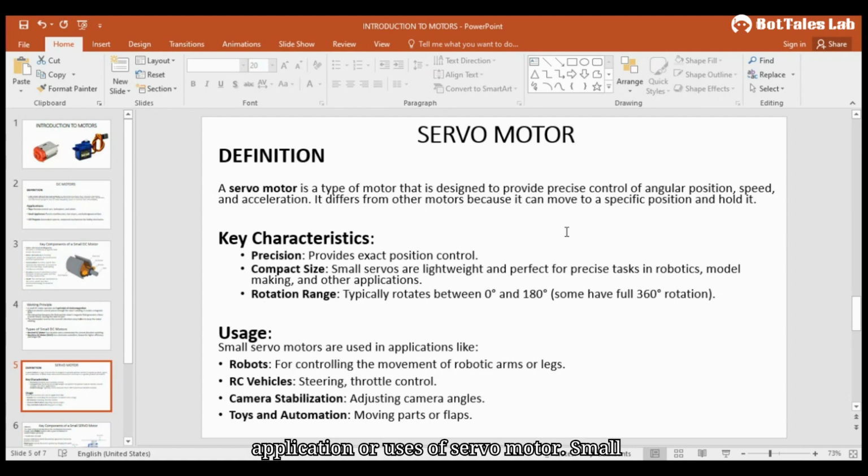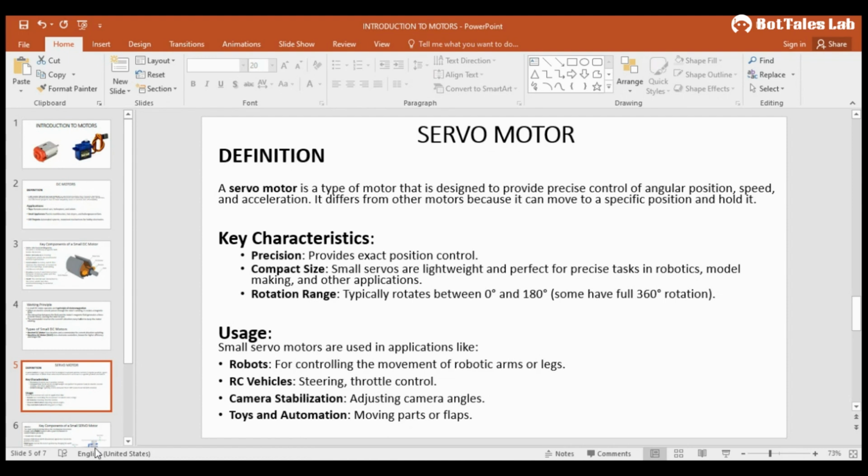Let's see some of the applications or usage of servo motors. Small servo motors are used in robots for controlling the movement of a robotic arm or legs. In RC vehicles, they control steering or throttle. In cameras, they adjust camera angles, or we can say rotate the camera to a particular angle. They are also used in toys and automation for moving parts of a slab.